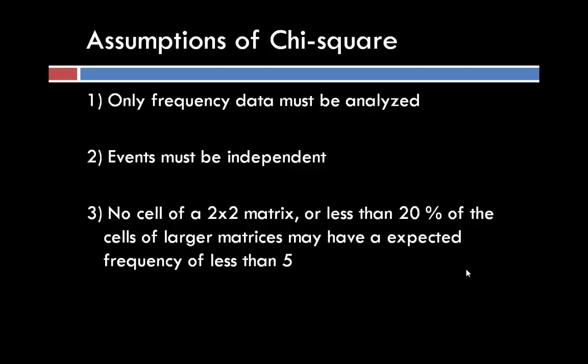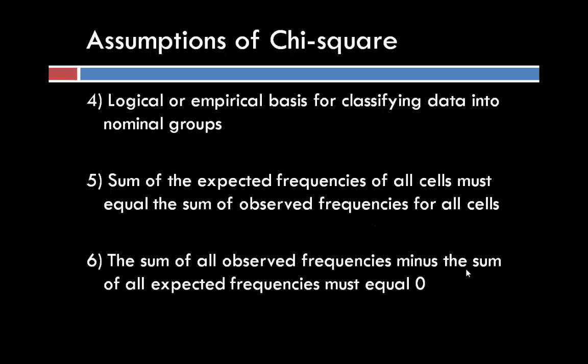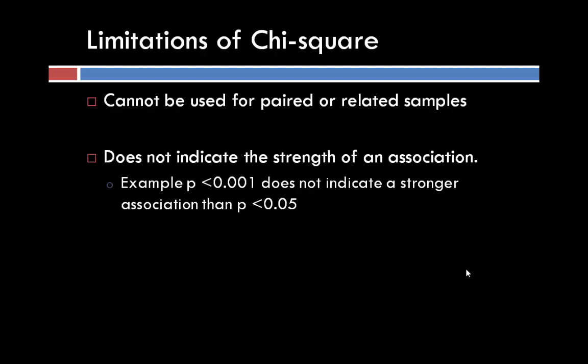If this were the case, we would be using another statistical test known as the Fisher's exact, which will be in the next lecture. There must be a logical or empirical basis for classifying data into nominal groups. We're not just transforming this data into frequency data so we can use a chi-square. There must be a logical or empirical basis for doing this. The sum of all the expected frequencies of all the cells must equal the sum of the actual observed frequencies for all cells. And this will make a little bit more sense when we look at the formula for a chi-square test statistic. And the sum of all the observed frequencies minus the sum of all expected frequencies must equal 0.